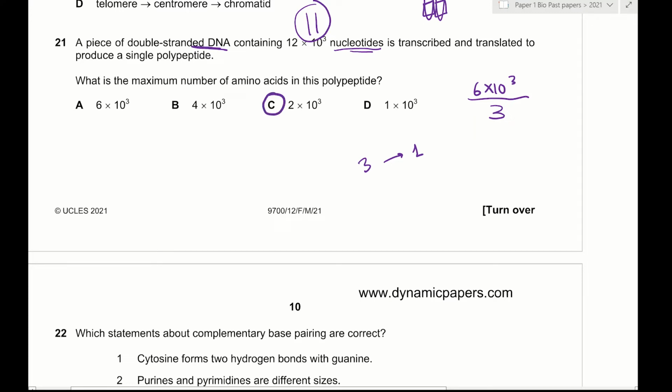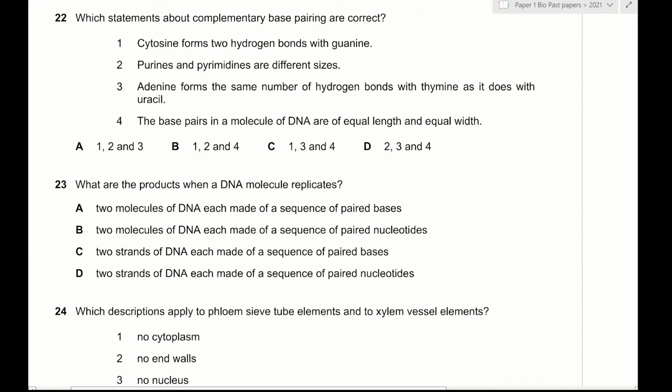And don't be confused about the part of the double-stranded DNA. 2. Which statements about complementary base pairing are correct? 1. Cytosine forms 2 hydrogen bonds with guanine. This is incorrect. Cytosine forms 3 hydrogen bonds with guanine.